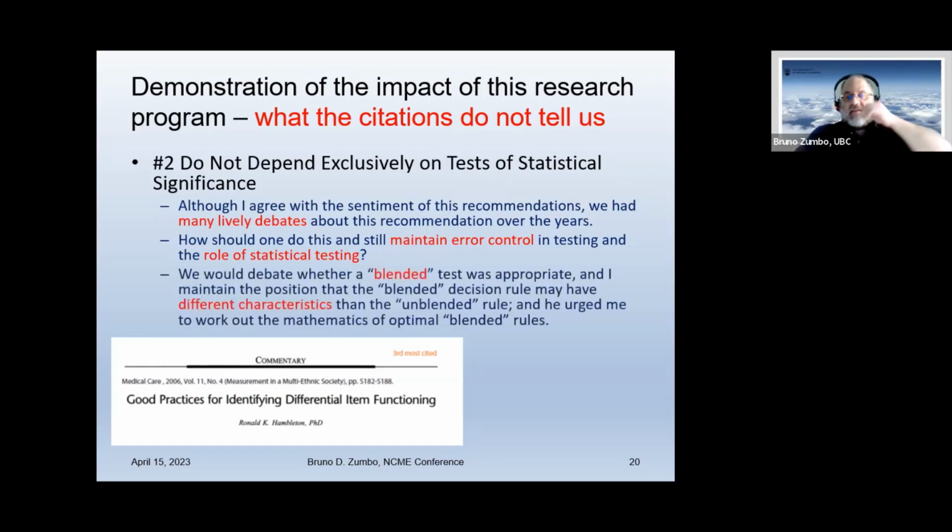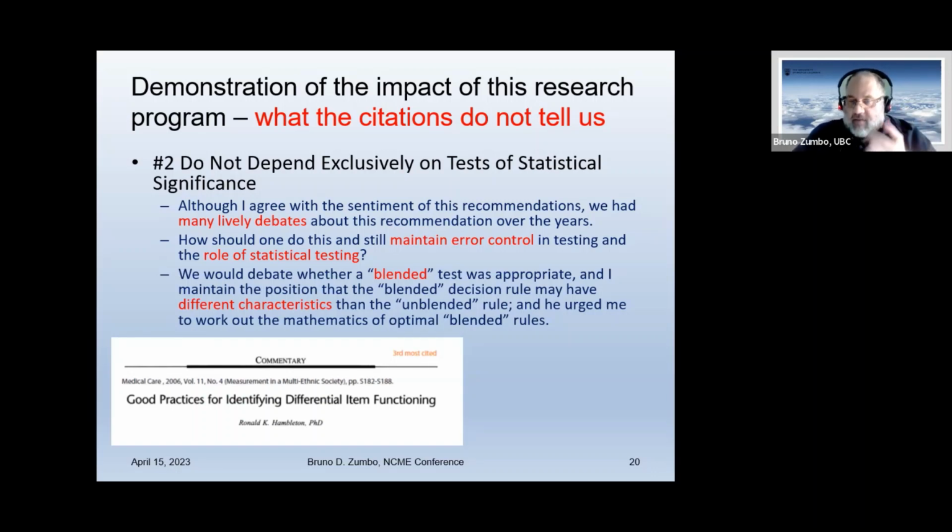We would debate, because if we're not going to rely only on tests of significance, then there's often this idea of blending some measure of effect size. We would debate whether a blended test was appropriate, and I maintain the position that a blended decision rule may have different characteristics than the unblended rule. And he urged me to work out the mathematics, which I have. It's taken me several years to do so.